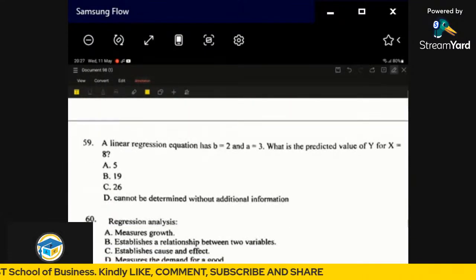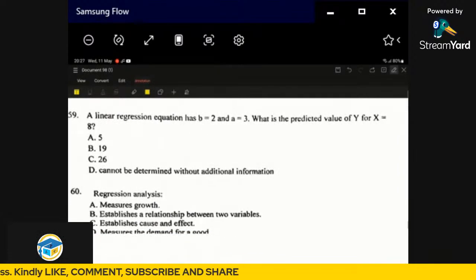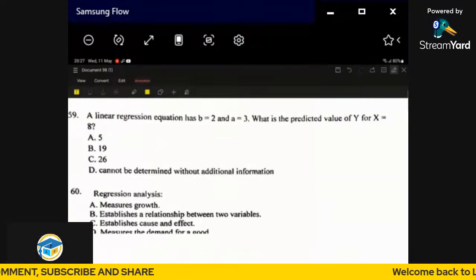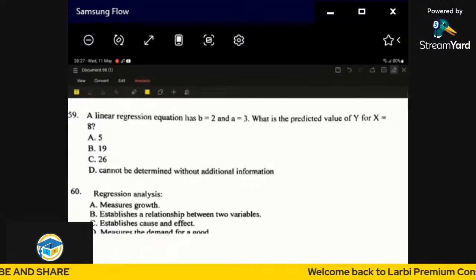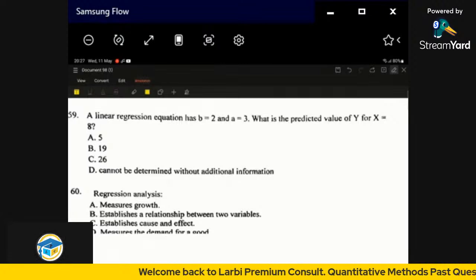All right. Let's move on to question number 59. A linear regression equation has b to be 2 and a to be 3. What is the predicted value of y for x to be 8?